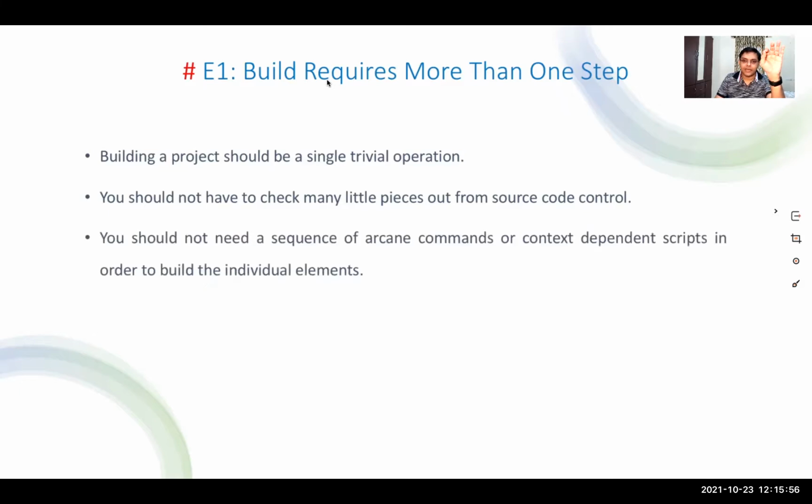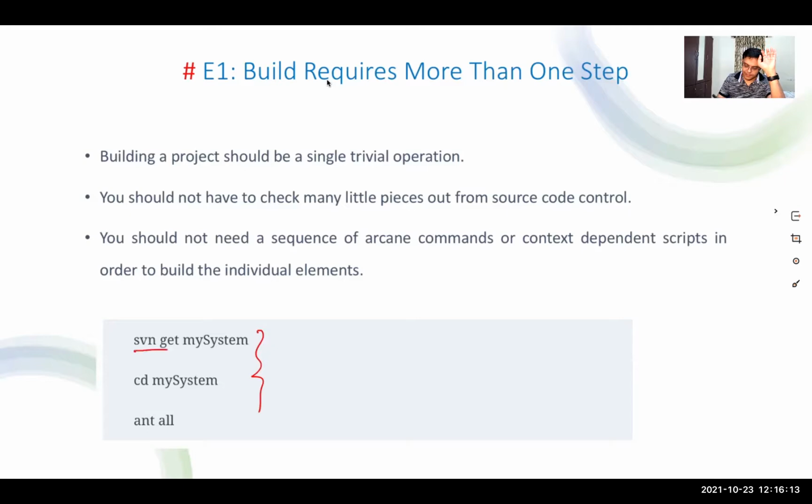You may require a few little pieces. You have to check those out from the source control, and there are a lot of commands like that. Currently, look into this. This is an old SVN kind of thing, a very old system. Instead of SVN, it will become Git, and this Ant will become Gradle and other things. Ant is a very old one. What it does, SVN get means it's checking out my project, going into that project and just building it, and Ant is a build tool.